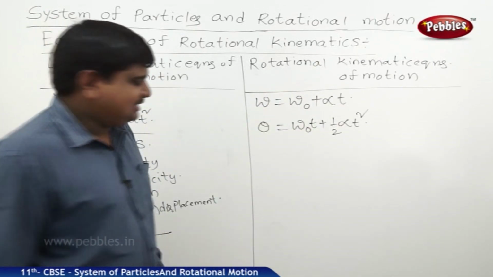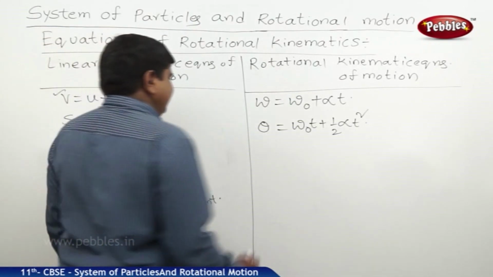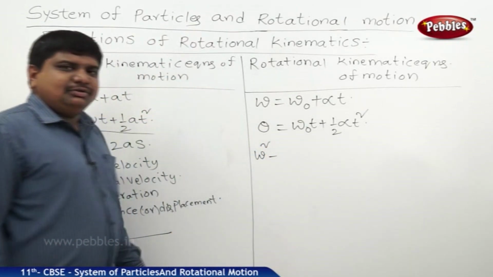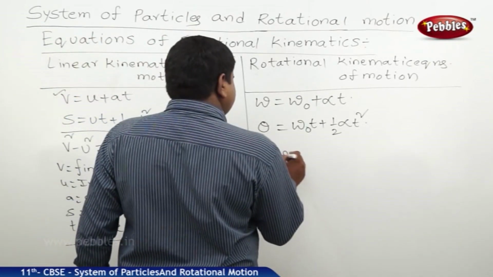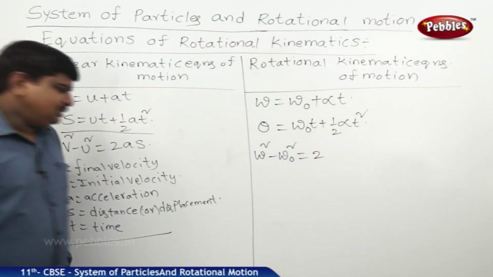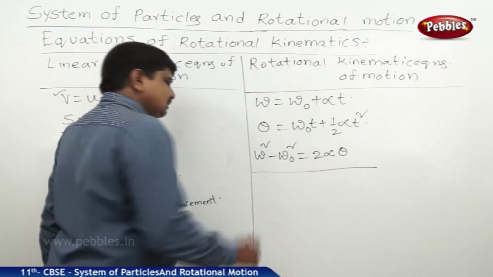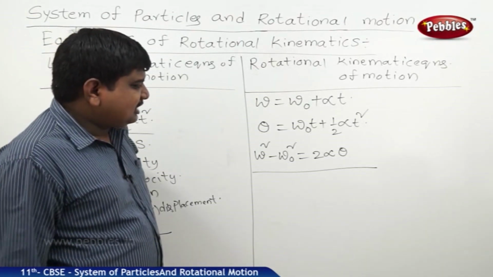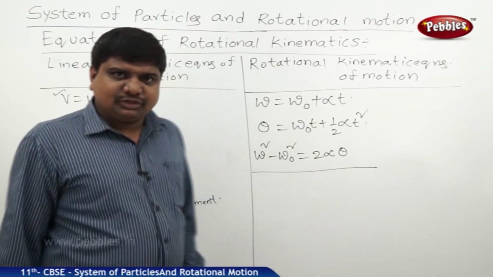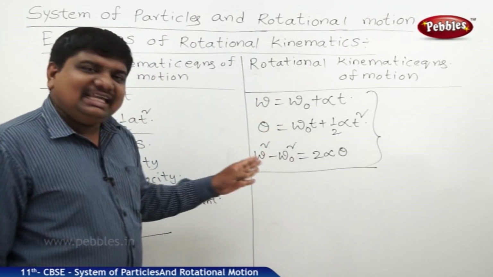The third one is v square minus u square. So, in place of v square, we should substitute omega square. In place of u square, we should substitute omega naught square, that is equal to 2 into, in place of a, alpha, and in place of s, theta. Therefore, omega square minus omega naught square is equal to 2 alpha theta is the third rotational kinematic equation of motion. Now, we will go to the proof of these three equations of motion.